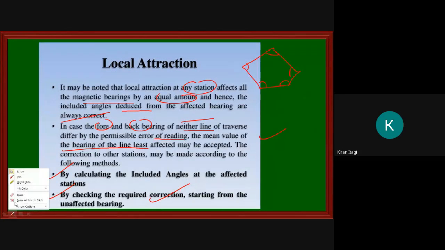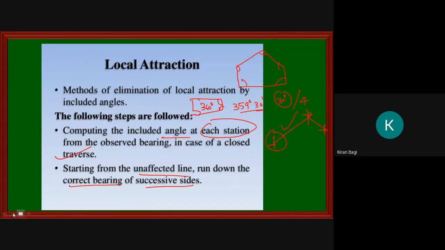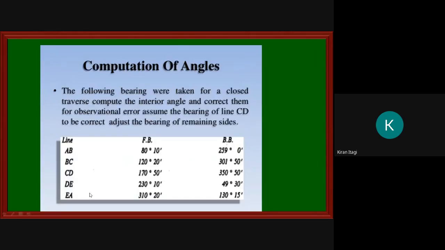We have two methods of calculating the included angle at the affected stations. We are going for the first one. Compute the included angle at each station from the observed bearing in case of a closed traverse. Starting from the unaffected line, run down towards the corrected bearing of the surface. So I will go for the numerical computing of the angle.